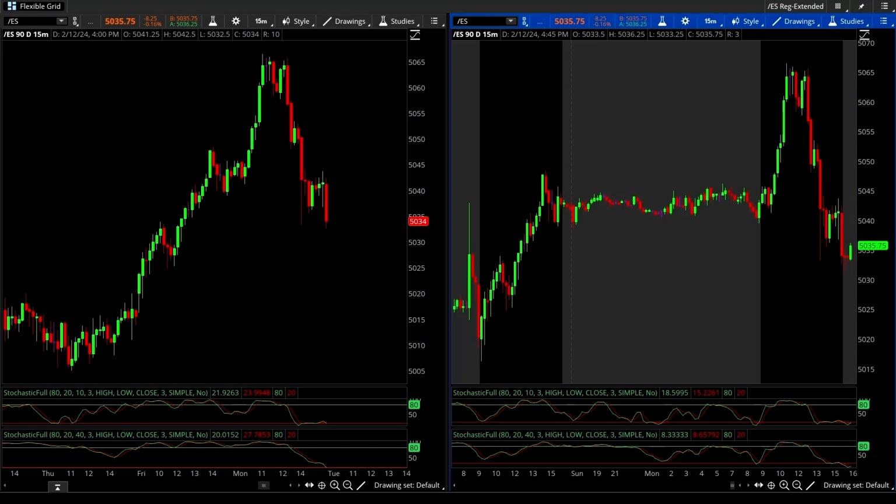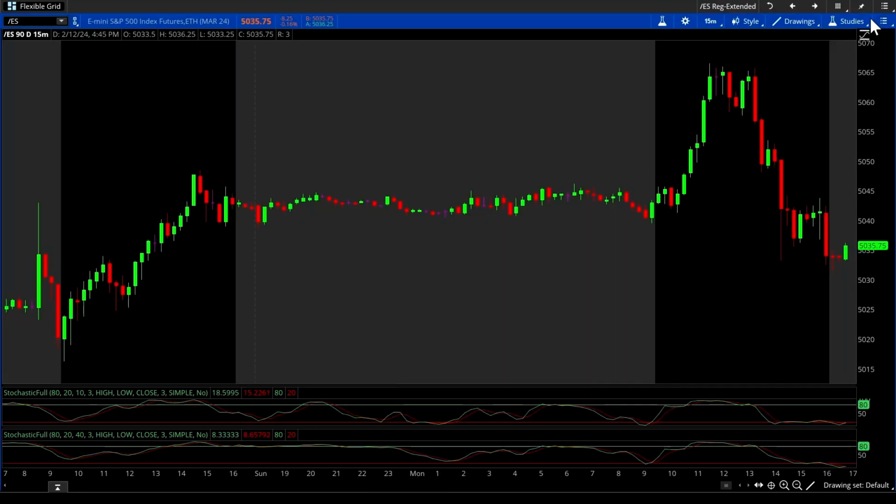Alrighty guys, let's get right into it. We got the E-mini futures here, and we're going to be looking at our first number one setup, which is the pre-market for today, and today's date is February 12th, 2024. So this is the pre-market for the ES, and let's just make this a little bit bigger.